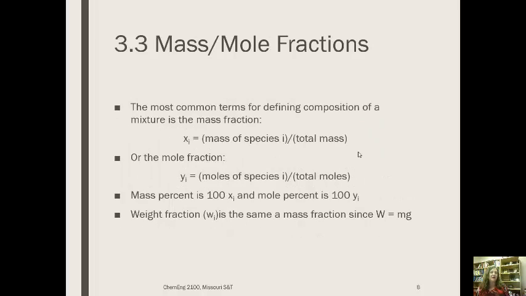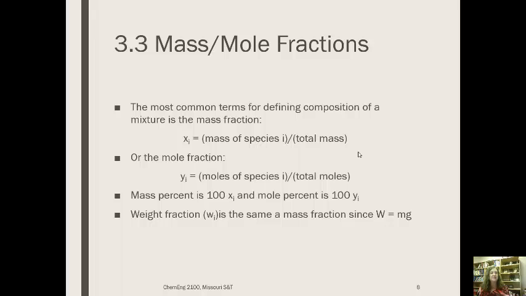We're also going to be talking about compositions of things that are combinations of many chemicals, and so we want to talk about that composition, and frequently we use a mass fraction or a mole fraction. Now we're going to be doing more of this in the next little lesson, but in this lesson I want to just get the concept out there.